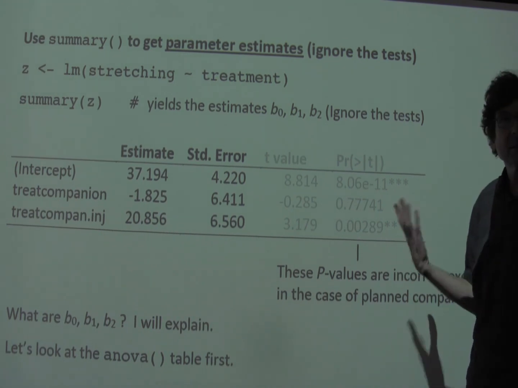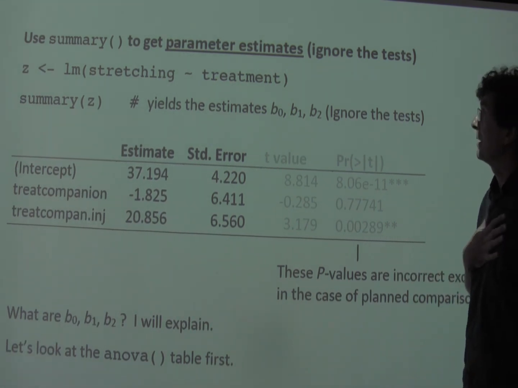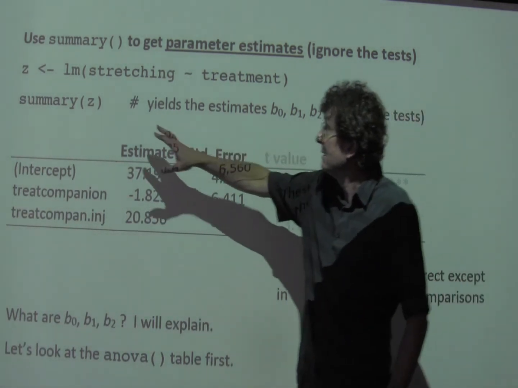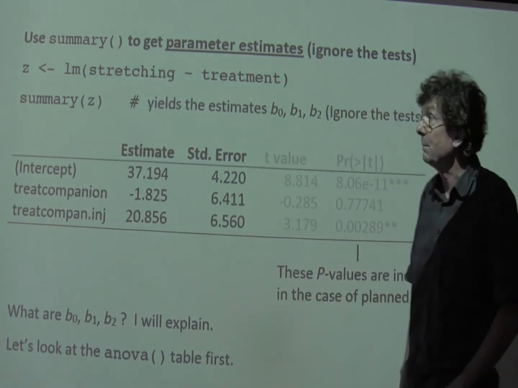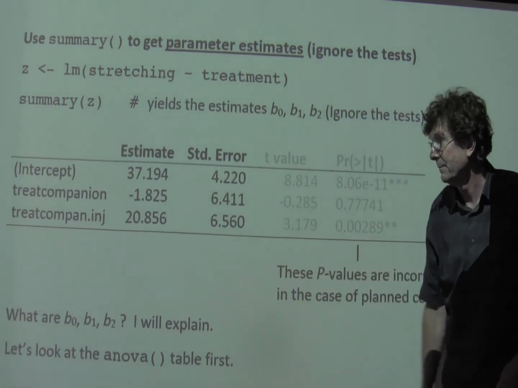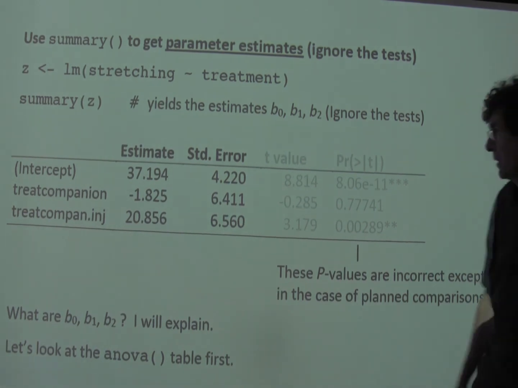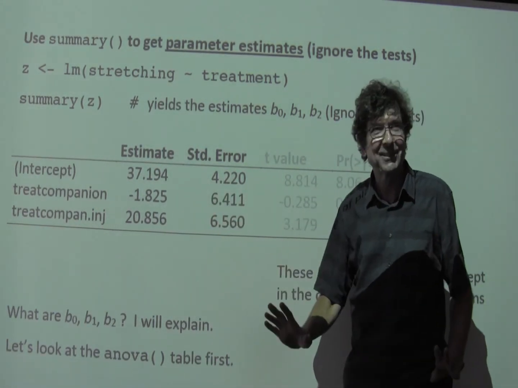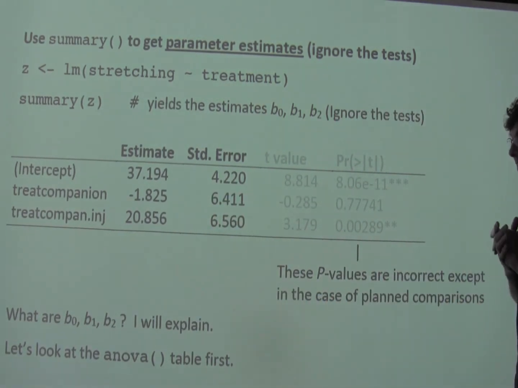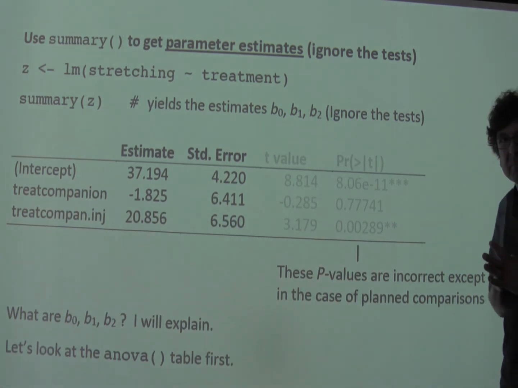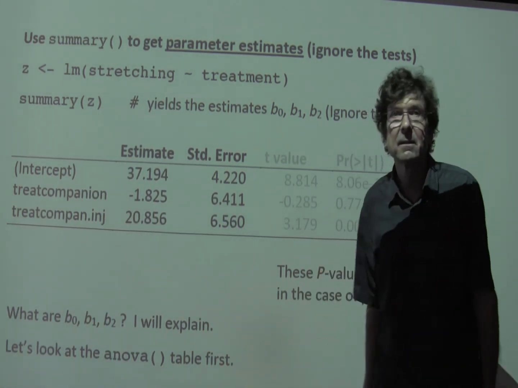So, summary: use summary in linear models to get parameter estimates, and if you apply summary to this model object, this is what you get. What are those numbers? I should explain. They're coefficients. But what exactly do they measure? Well, I'll tell you, but I want to get through ANOVA first.